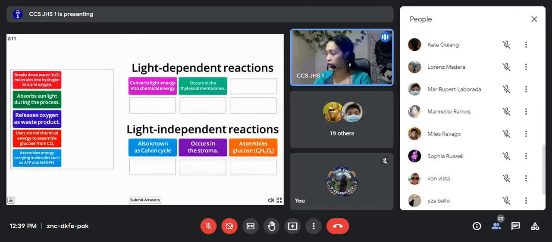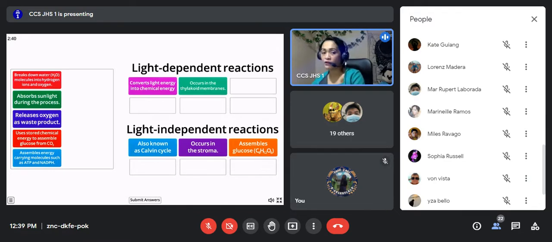Okay, we still have five statements here. Anybody else who wants to try? Where do you think breaking down of water happens? Where is the absorption of light? When is oxygen released? How about, it uses chemical energy to assemble glucose from carbon dioxide, and assembles energy carrying molecules such as ATP and NADH. Okay, anyone?